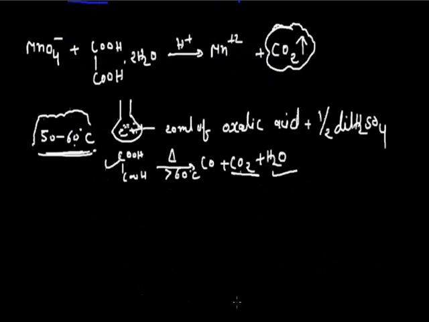And the next most important thing is that 50 to 60 degrees centigrade is a very low temperature. So there is a probability that after some time the temperature decreases. But when we heat the flask one time, there is no need for heating a second or third time, since in this reaction Mn2+ is formed.